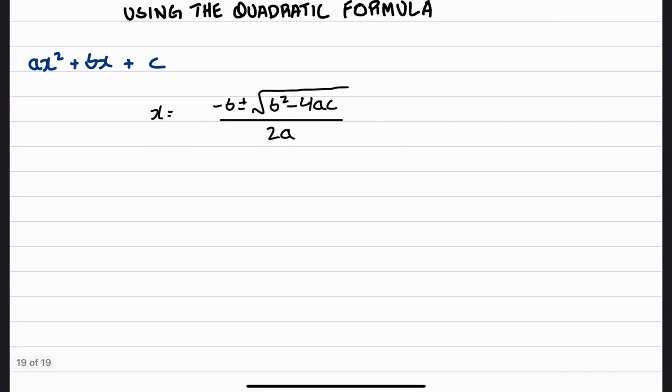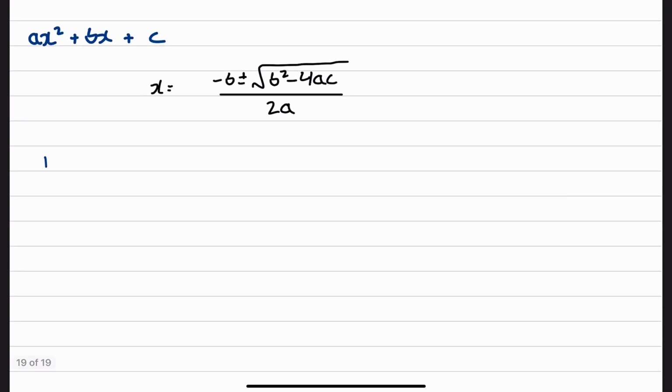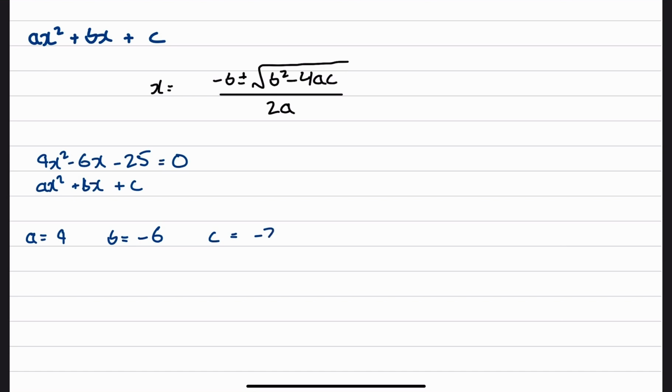So the first question we'll do is 9x squared minus 6x minus 25 equals 0. Now according to our general form of the quadratic, plus bx plus c, we can say that a is 9, b is minus 6, and c is minus 25.